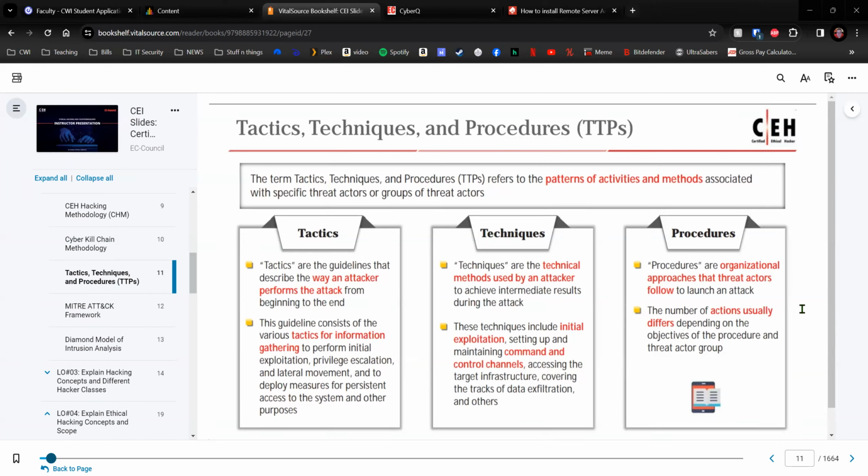And then procedures are organizational approaches that threat actors follow to launch an attack. The number of actions usually differs depending on the objectives of the procedure and threat actor groups. So remember me talking about those state-sponsored threat actor groups? They're going to have a much larger number of actions and procedures than someone who's just after something simple.